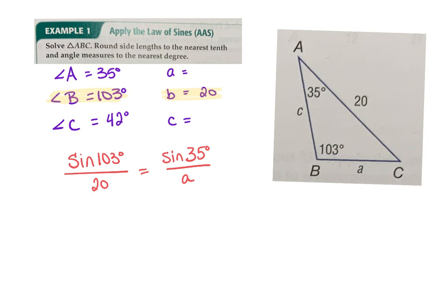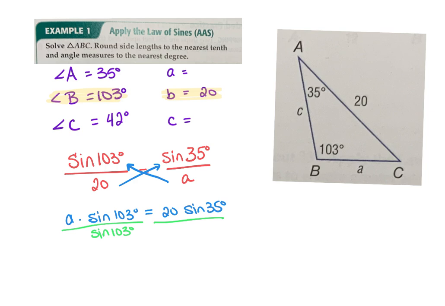How do I solve ratios? Cross multiplication, right? So A times the sine of 103 should equal 20 times the sine of 35. I'm solving for A. How do I solve for A in this algebra problem? Divide by? There we go. And you can do all of this in your calculator to get it exact. It wants us to round to the nearest tenth.